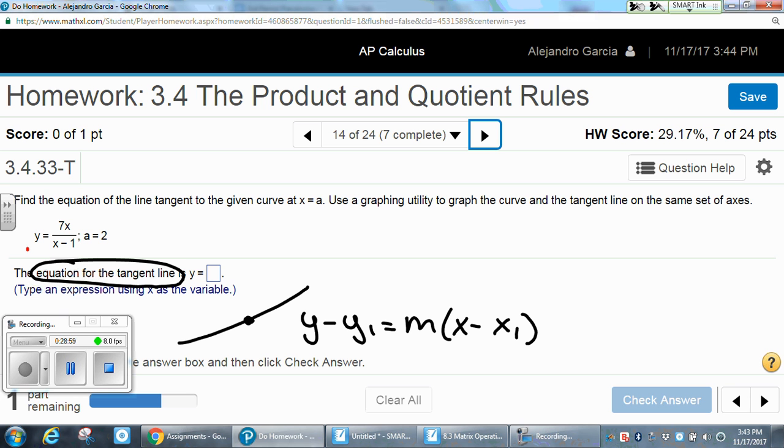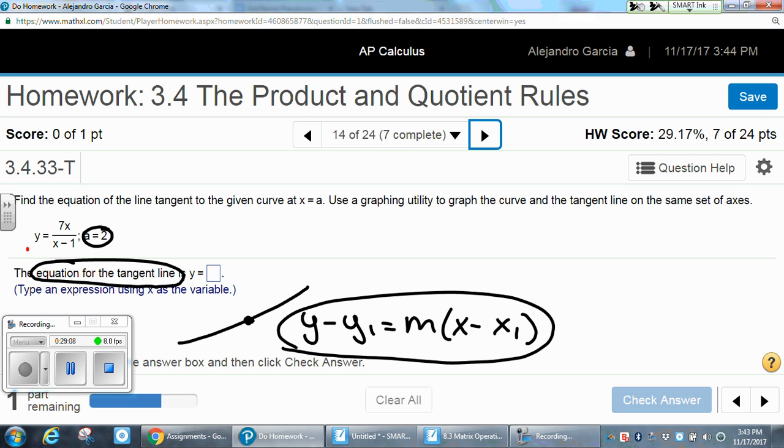Okay. So let's just use quotient rule quickly. But then they want us to find that equation right there. So they don't want us to find the equation of the derivative. They want us to find the equation of the tangent line. So it's going to find the derivative anyways. But it's going to be like a 2-3 step problem. Okay? So then u is 7x, u prime is 7, v is x minus 1, and v prime is 1.